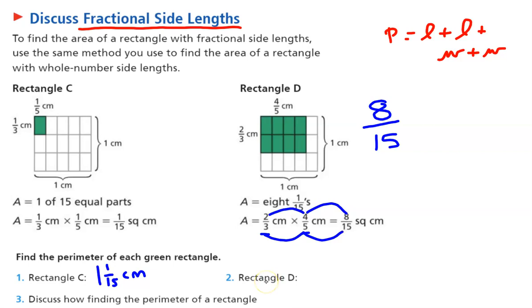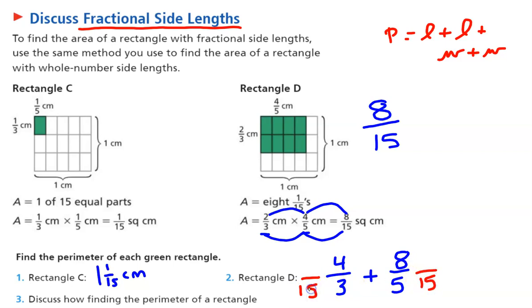Now, for your perimeter, you're going to end up adding 2 groups of 2/3, which is 4/3. And yes, I'm going to leave that as an improper fraction right now. And then it's going to be 2 groups of 4/5, which is going to be 8/5. And again, I'm going to leave that as an improper fraction at the moment. So now I can't add these yet because I want them to have common denominators. And I'm going to make 15 be my denominator again.